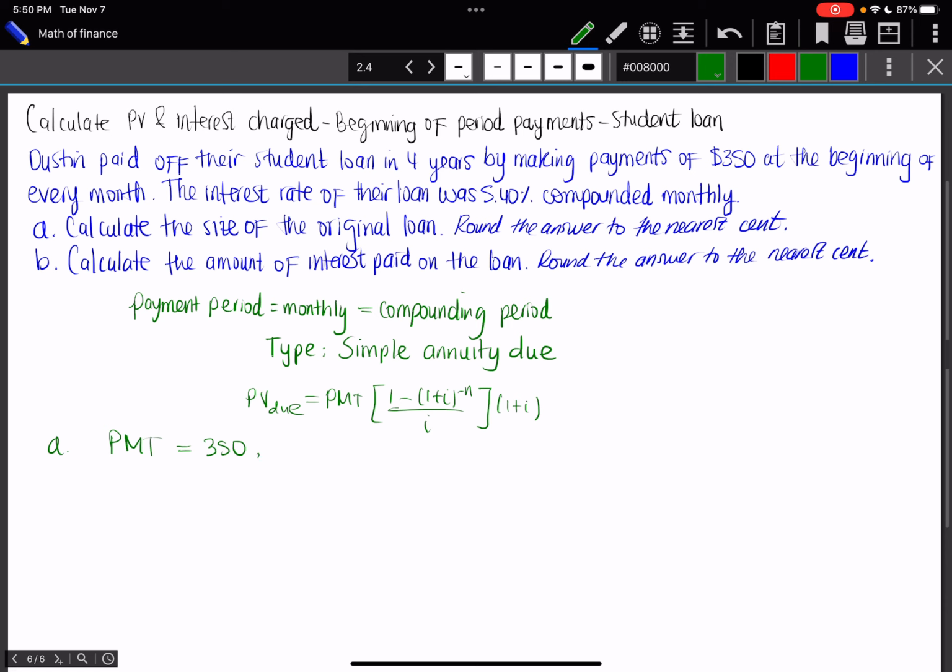Another number we need is n. n is the total number of payments during the term of the annuity. The term of the annuity is usually denoted by t. In this case, we have 4 years because that's the time from the beginning of the first payment interval to the end of the last payment interval. Based on that value for t, the total number of payments during the term of the annuity is the number of payments per year multiplied by the time period in years.